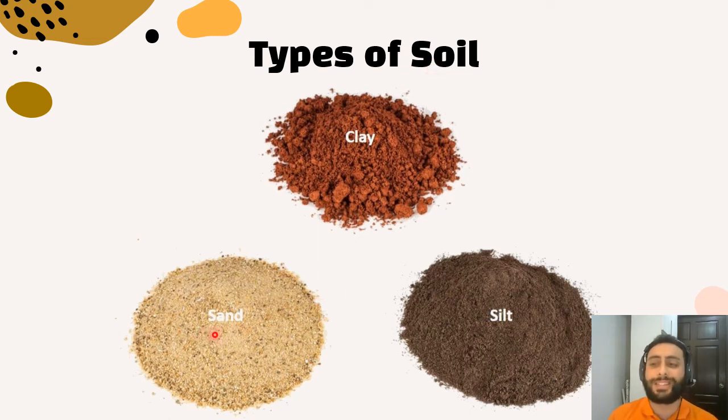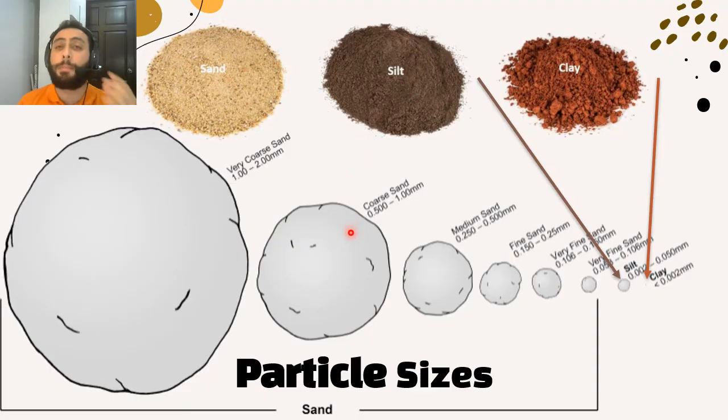Firstly, we have sand. S-A-N-D. Look at the color. It is light brown. But inside it, you can see black dots or dark brown and different colors. Next, we have silt. Silt is brown. S-I-L-T. Next, we have clay. Clay's color is like light brown or orange. This is clay.